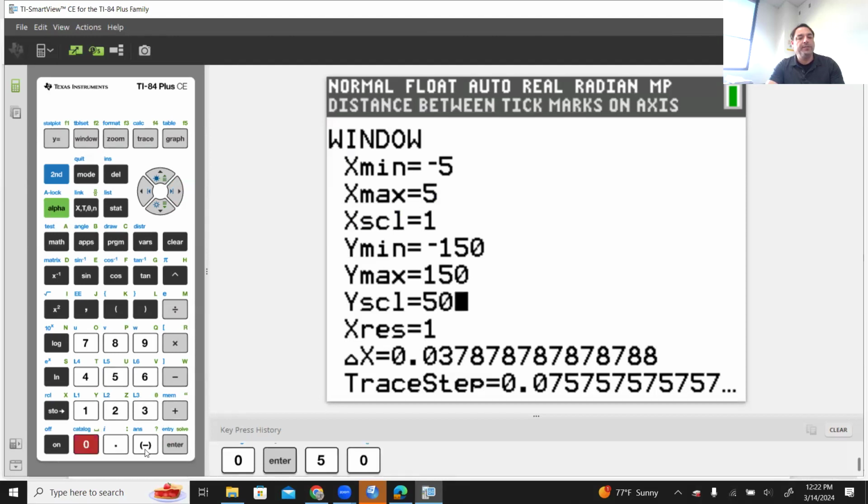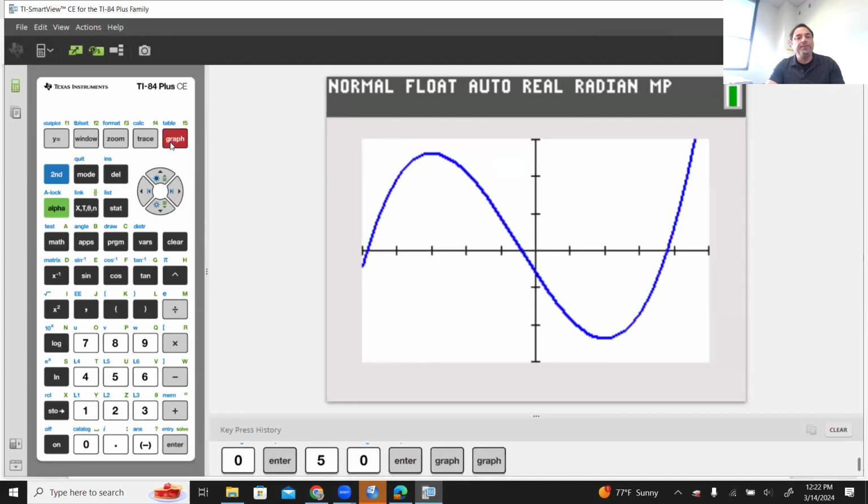Let's do 50s. Negative 150 to 150, counting by 50s. There we go. That you wanted to see the whole graph. Now, again, don't forget the point. We're trying to find our point.